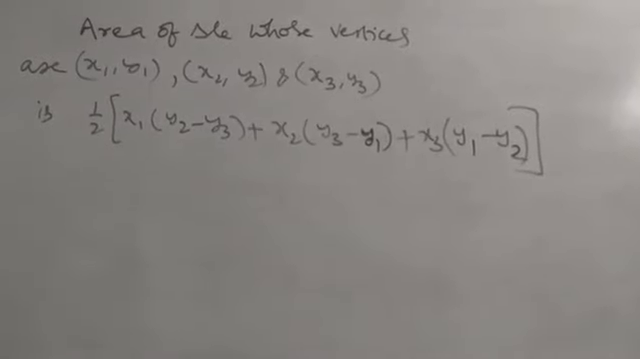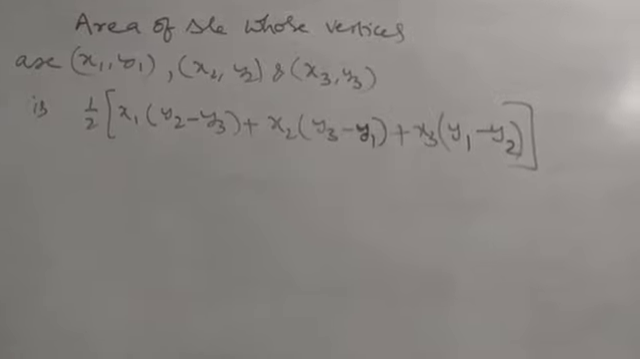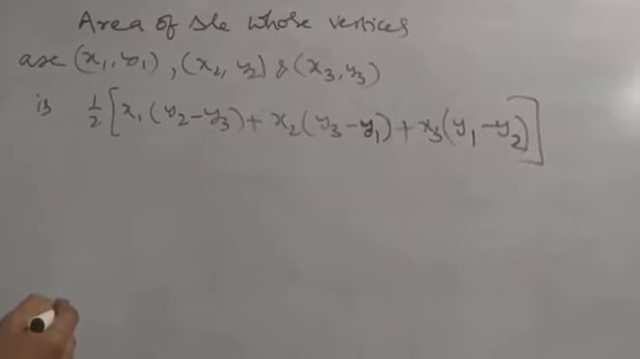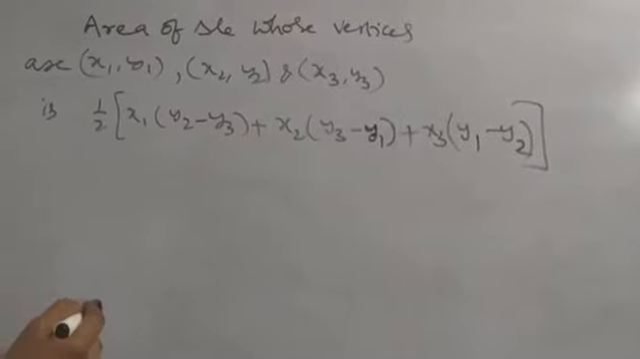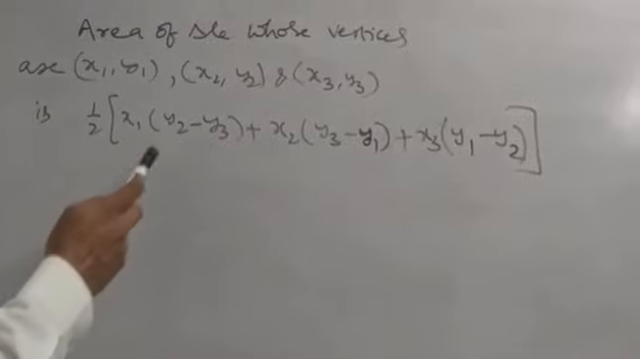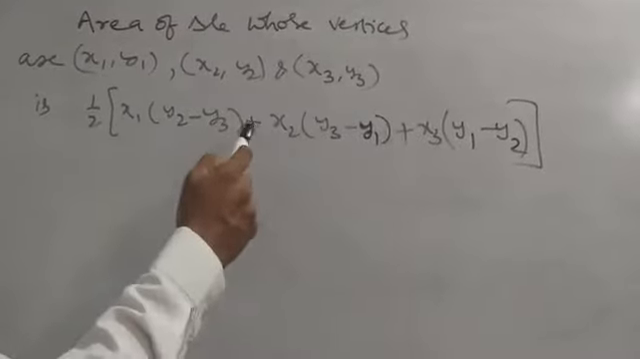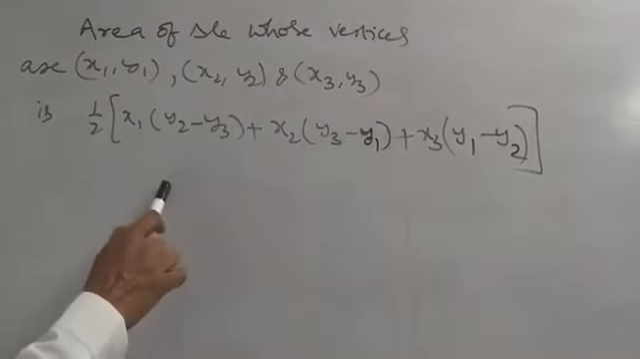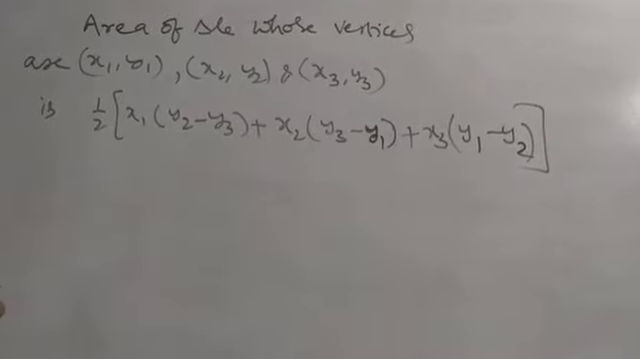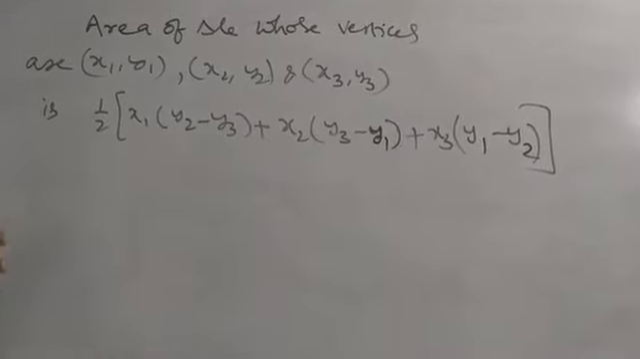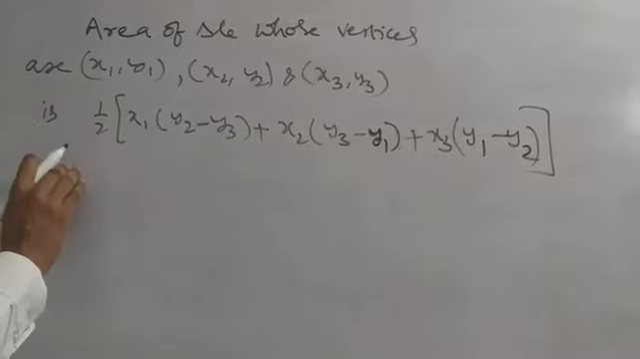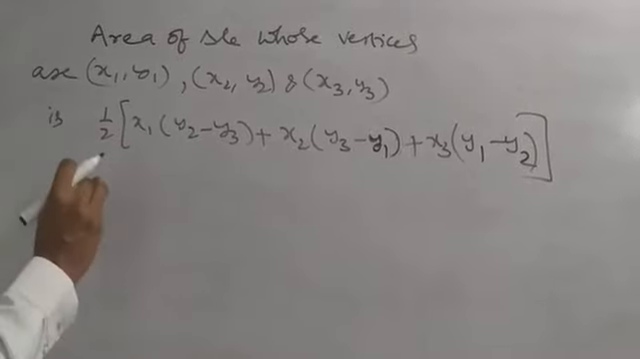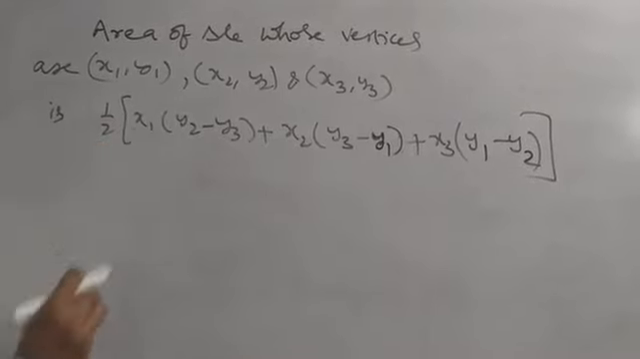So the area of the triangle whose vertices are x1, y1, x2, y2 and x3, y3 is half of x1 of y2 minus y3 plus x2 of y3 minus y1 plus x3 of y1 minus y2. Here x1, y1, x2, y2, x3, y3 may be positive or negative. So the resultant value may be negative or positive. But area is always positive. So even if you got a negative answer, suppose you got minus 7, you need to write the area is 7 square units.